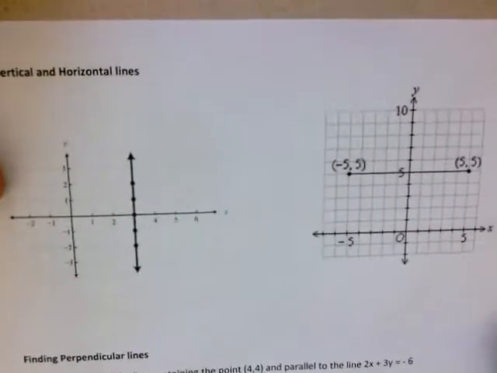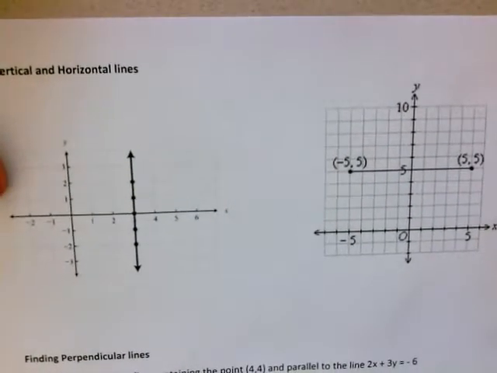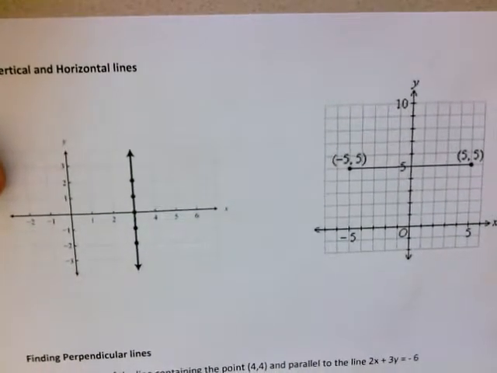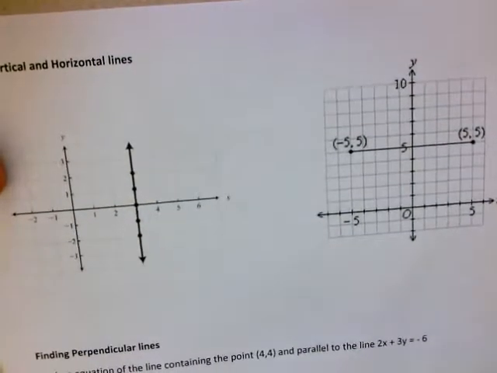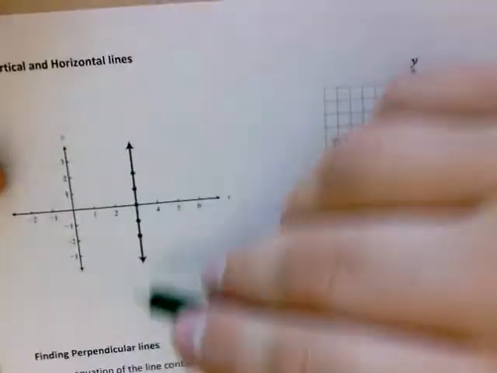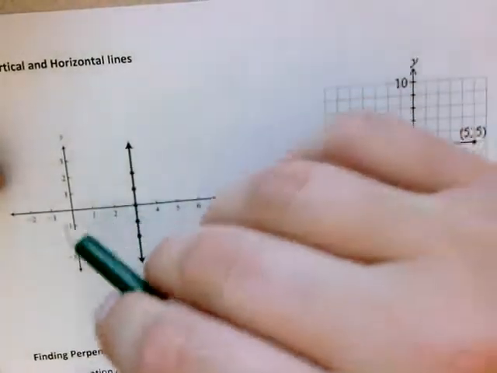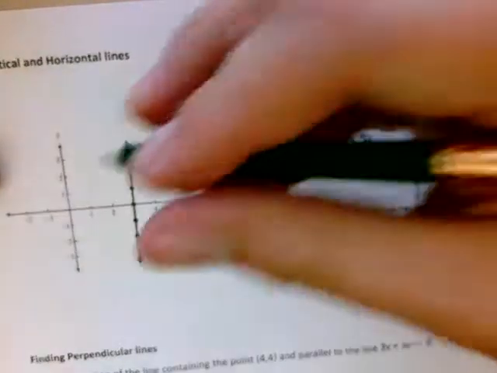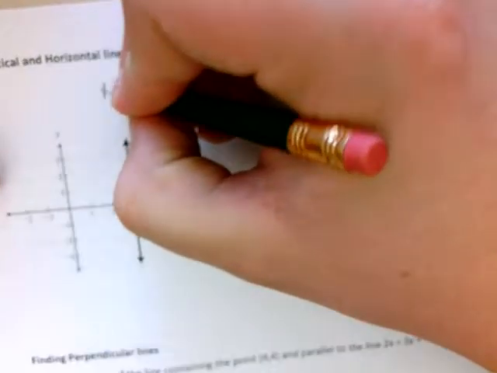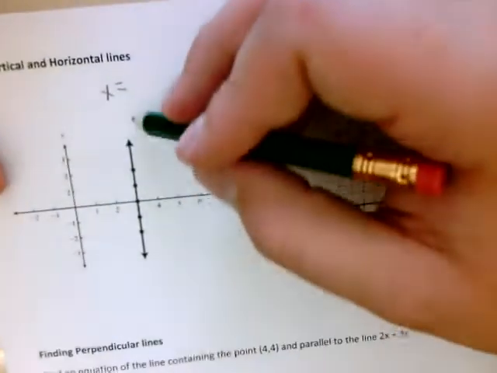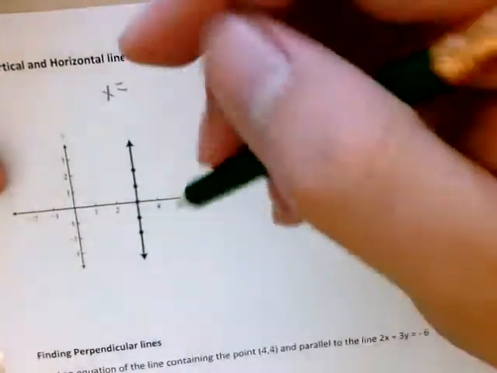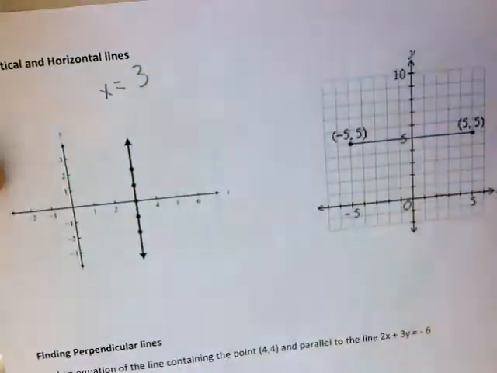Alright. Vertical and horizontal lines. These aren't too bad. So, the best way to figure out whether it's going to be an x or y is, notice, what axis does this cross? Well, this is the x-axis, so it's going to be x equals, alright? And what number does it cross? It crosses the 3, so x equals 3.